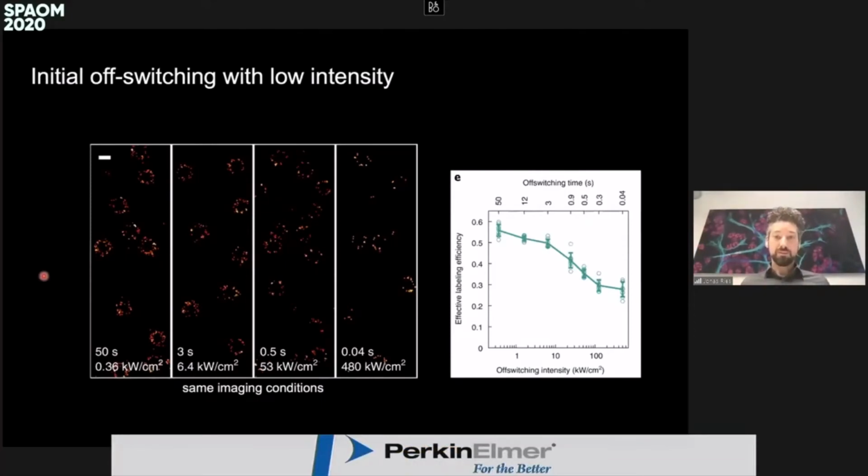So we now investigated this and found that during this initial off-switching step with high laser powers, we already bleach and destroy half of our fluorophores. So when we start our actual experiment, only half of our fluorophores are left. We can mitigate it to a quite large extent by using low laser powers instead of high laser powers for this initial off-switching stage. And then even if we perform quite fast imaging later on, we still obtain a quite high labeling efficiency.